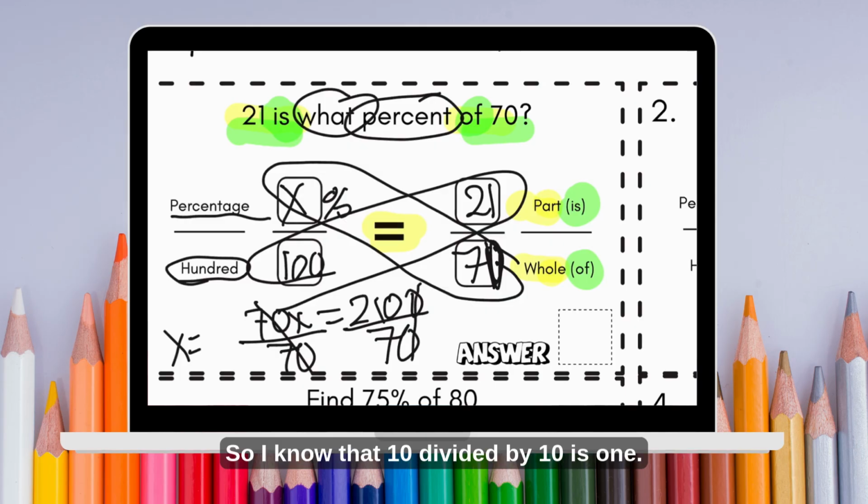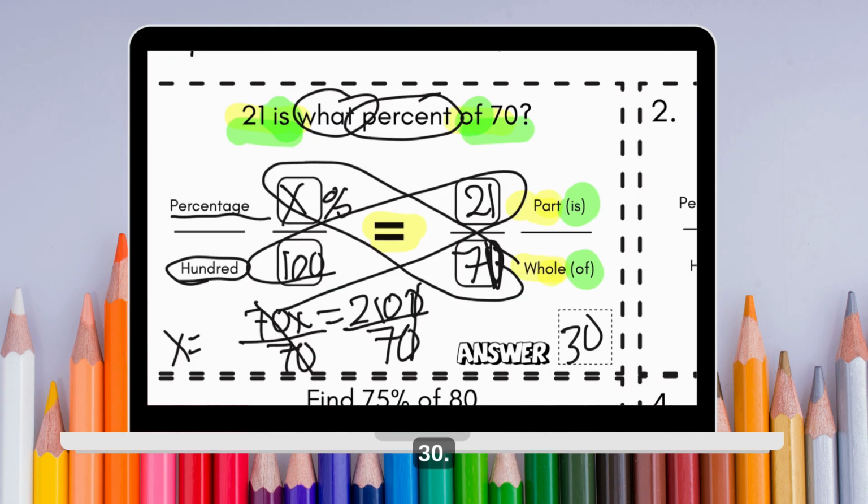So I know that 10 divided by 10 is 1, and both of those zeros are placeholders in the tens and ones place values for 10. So 210 divided by 7. I know that 21 divided by 7 is 3. So 210 is 10 times bigger, and 10 times bigger than 3 is 30. So my answer is 30. 30%. 21 is 30% of 70.